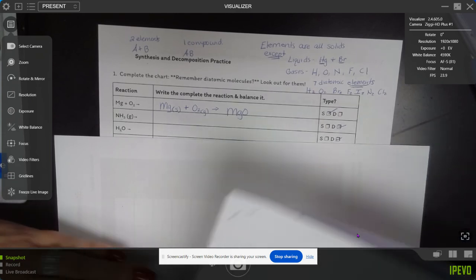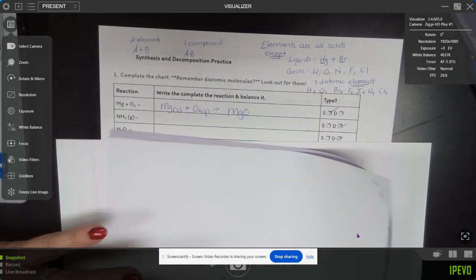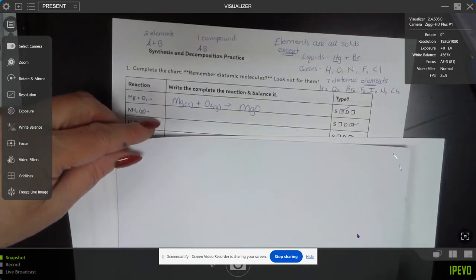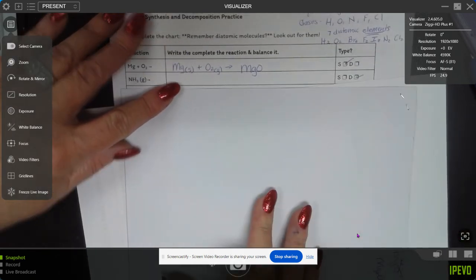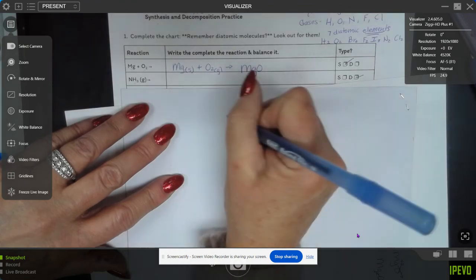I am going to take a minute and balance this for us. We didn't balance them in class, but I want to give you another technique to balance that might be helpful. So I'm going to write this equation a little bit differently.